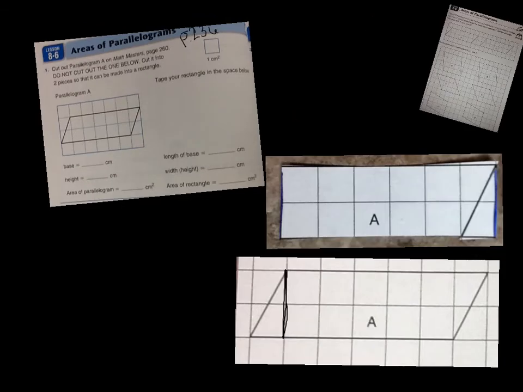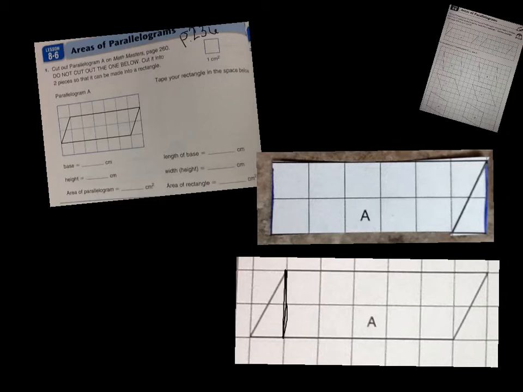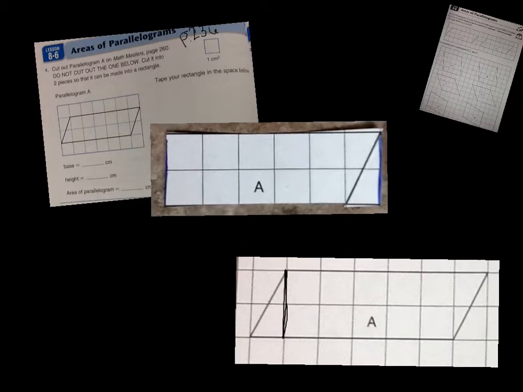As you can see here, I made my cut right on one of the lines from the other side, and then I taped it together to form my rectangle. My next step after creating the rectangle from parallelogram A is to tape my rectangle in the space below in my journal. So I would take that rectangle and tape it right in that space, and I can see and compare parallelogram A and rectangle A right here.